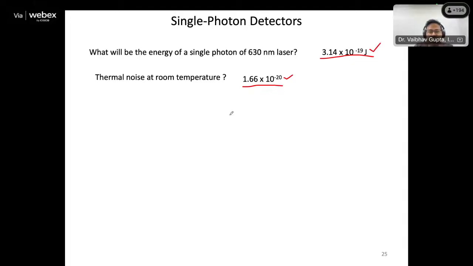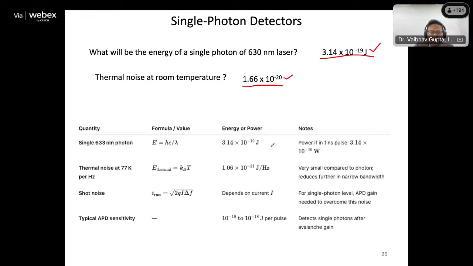So it is very difficult to detect a single photon. It's not that easy, so there are some tricks people use. I'll show you a table. What we do is create a pulse of 1 nanosecond duration, and in that pulse we have a single photon of this much energy, and we try to calculate the power. Power is simply E by T. If you do that, you end up with some 3 times 10 to the power minus 10 watts.